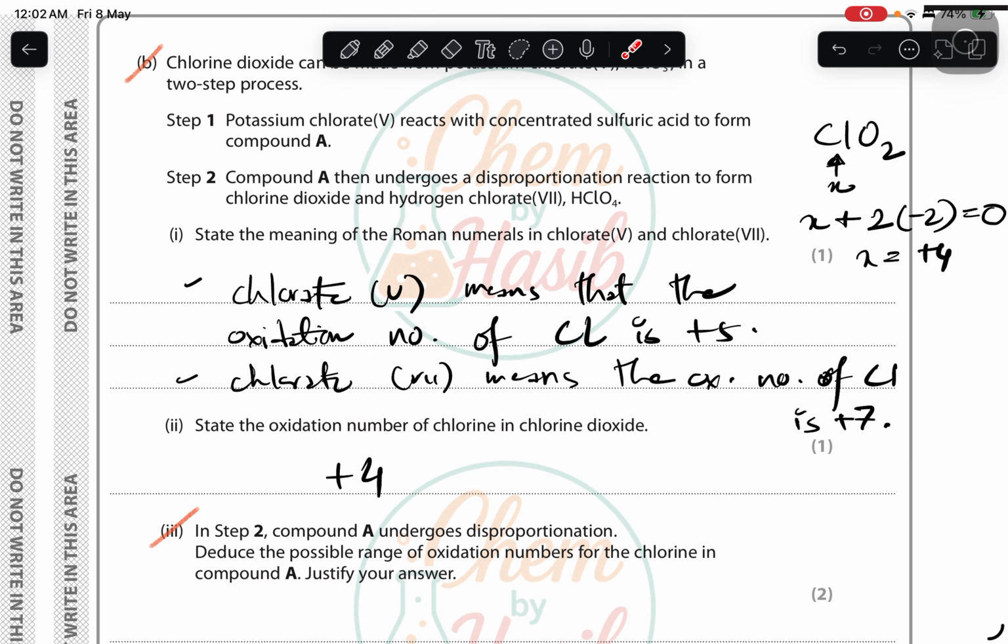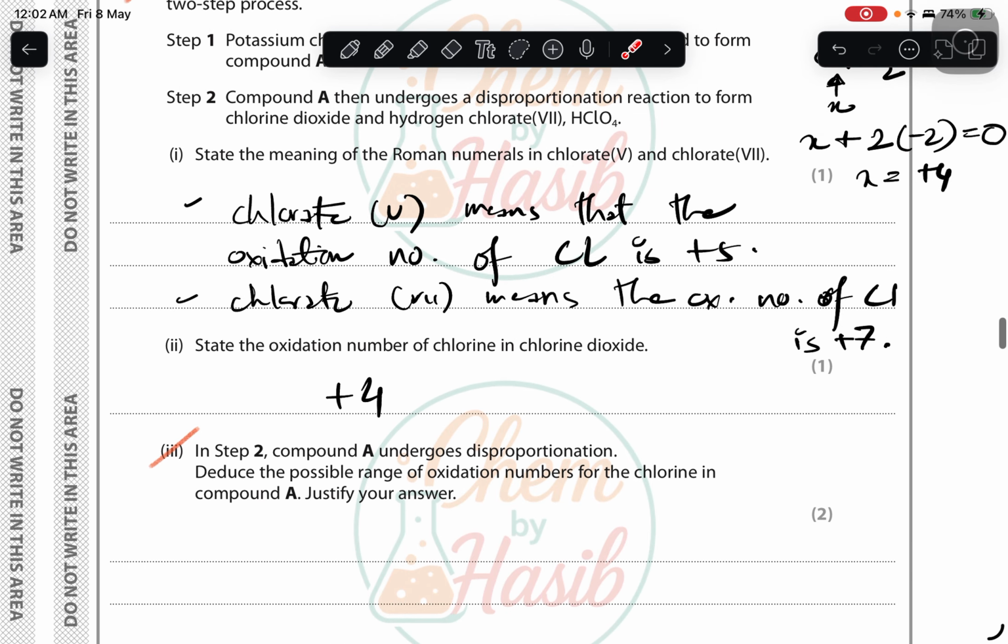All right. Then it says in step number 2, compound A undergoes disproportionation to form chlorine dioxide and hydrogen chloride 7. It disproportionates to form chlorine dioxide and hydrogen chloride 7.